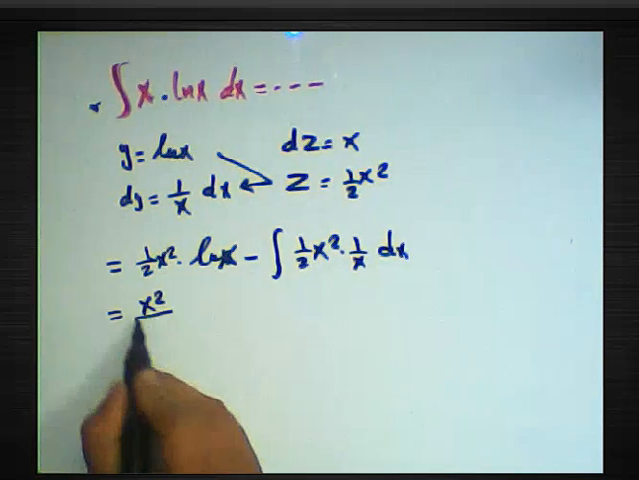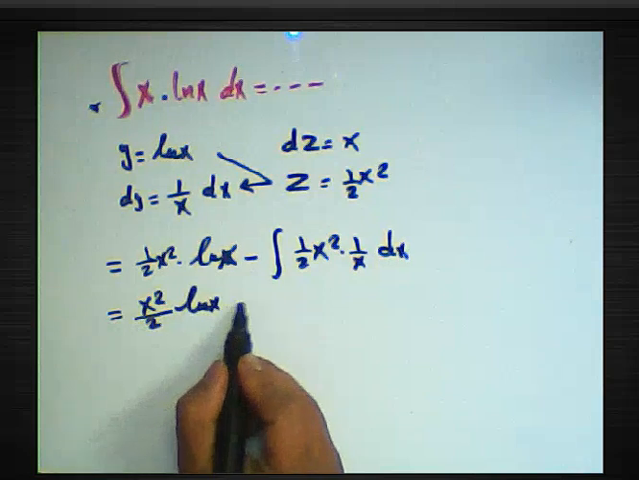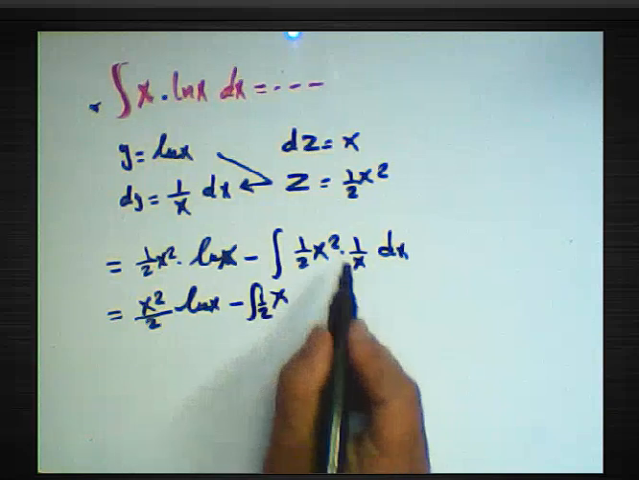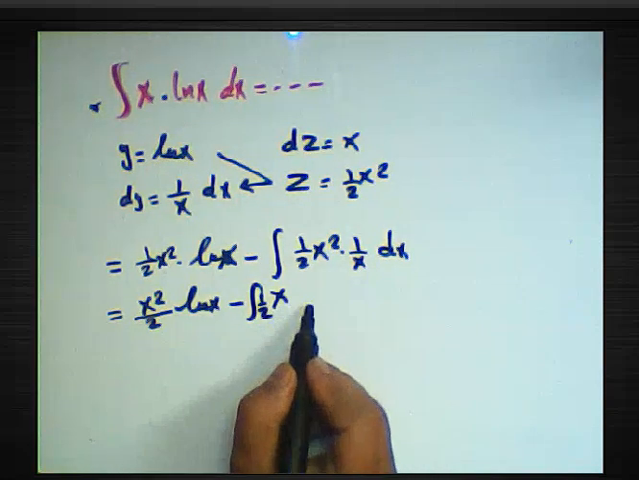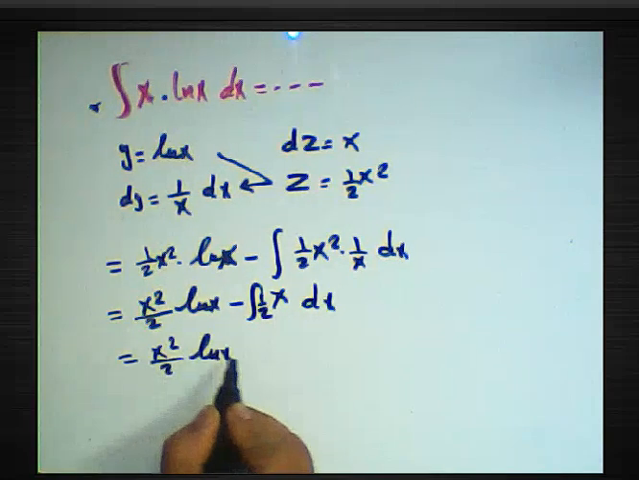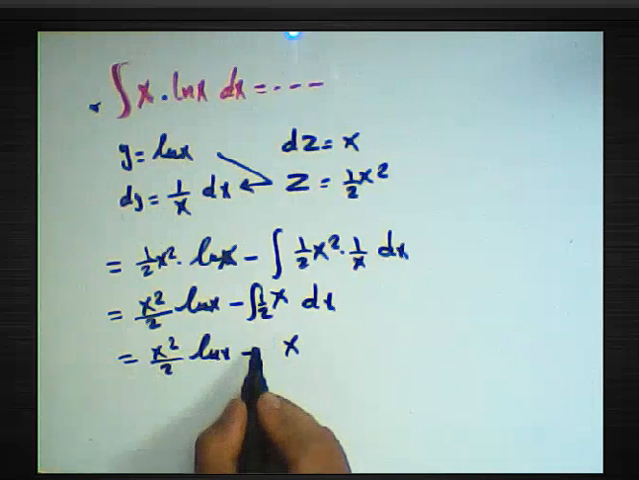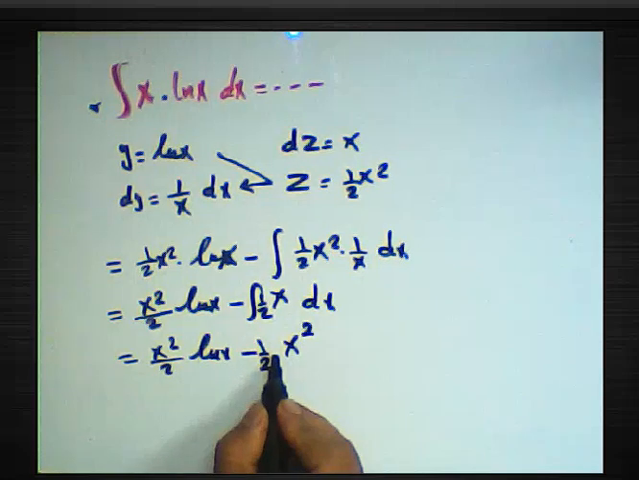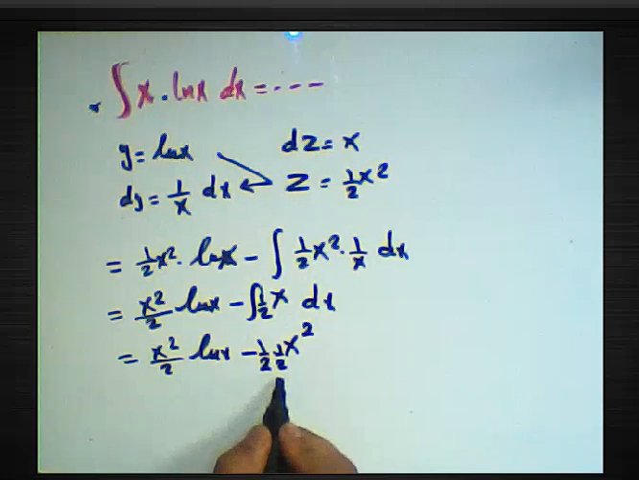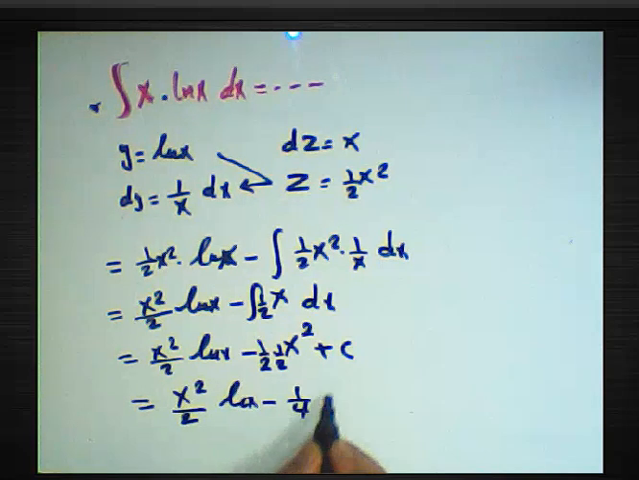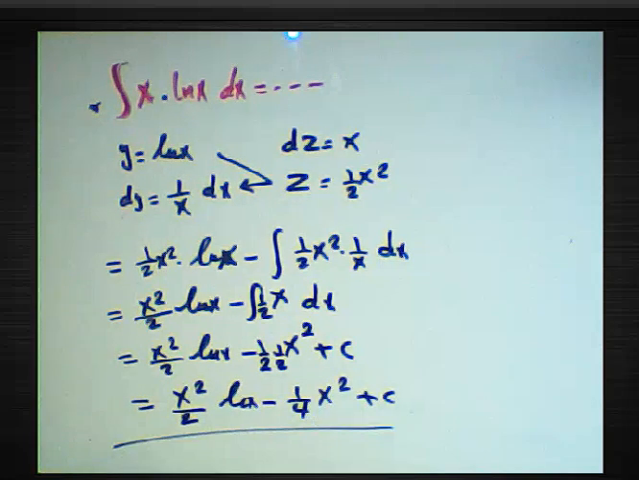It will be x²/2 multiplication ln of x, subtract integration of half here and x² divided by x equal x dx. And then we can write x²/2 ln of x, subtract integration of this function, write half outside here, and we must add 1 to the power and divide by the new power. It will be half multiplication by half plus constant, so the result will be x²/2 ln of x, subtract a quarter x² plus constant.